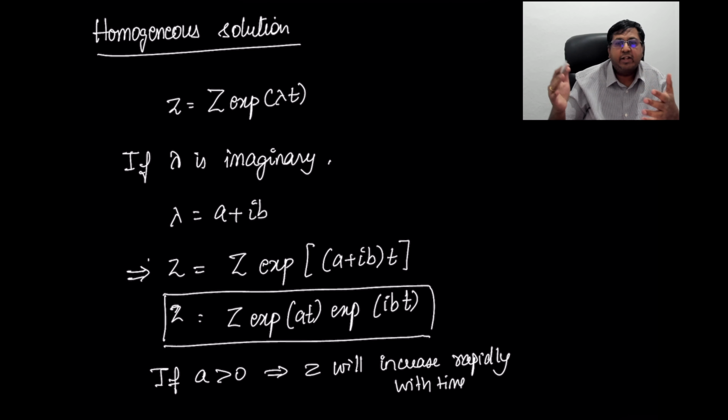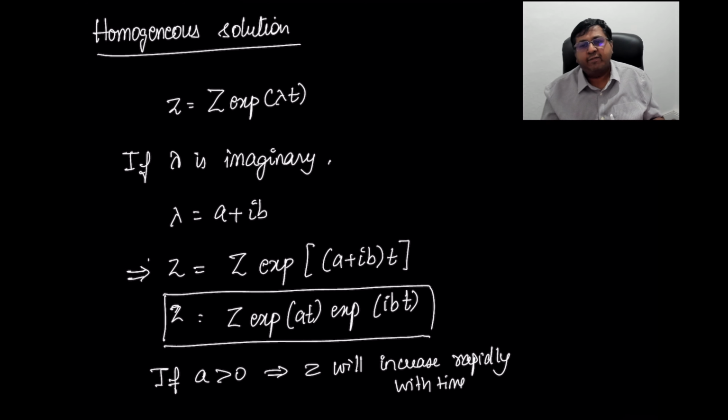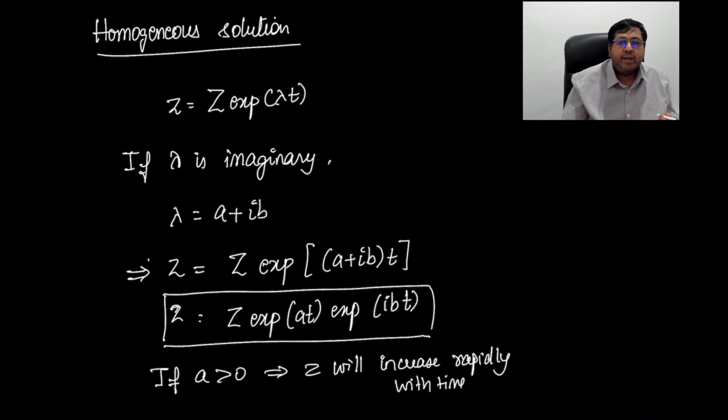If a is greater than 0, that means that the oscillations will increase, uncontrolled oscillations. If a is less than 0, that means this is going to decay. So the oscillations are going to decay. This is the very interesting part of why we were trying to understand if lambda is imaginary. Then we can look at the term a, which would tell us if this is uncontrolled oscillation or if this oscillation will dampen with time. So that gives us an idea when we look at a solution to see if it is going to be uncontrolled oscillation or dampened oscillation.